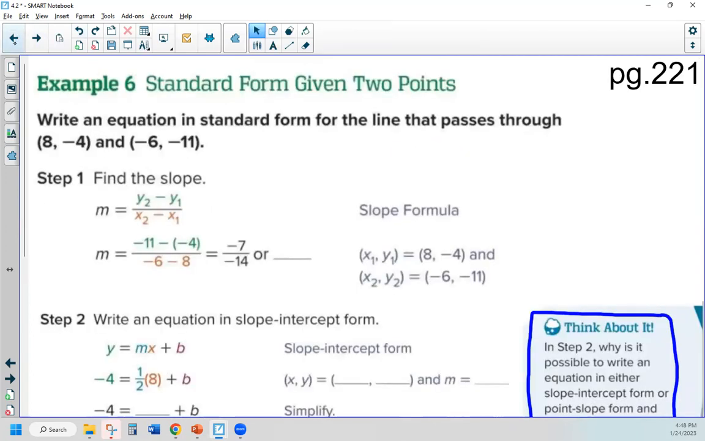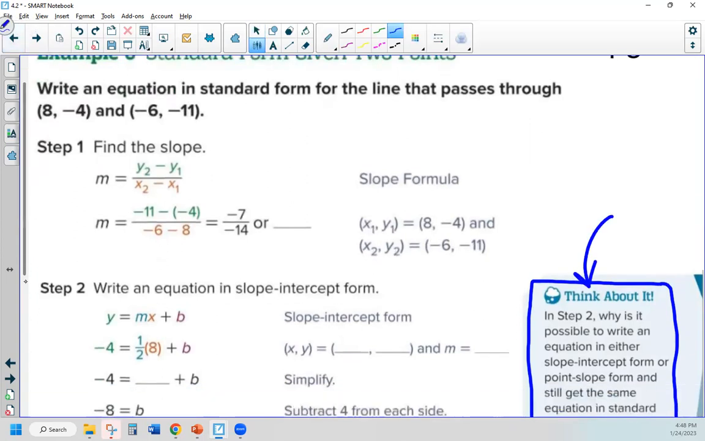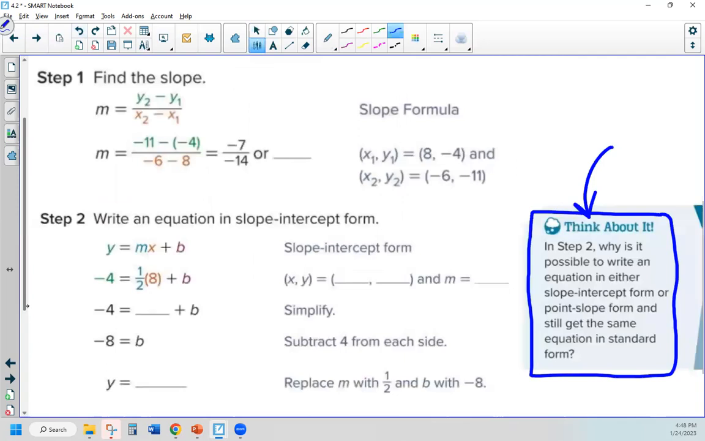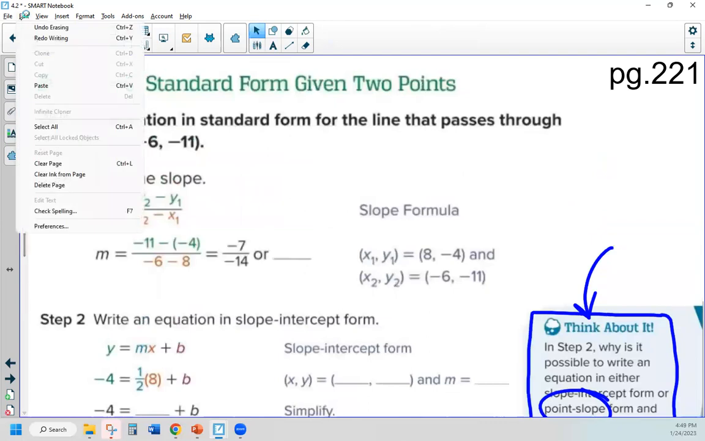If you look at your book on page 221, it tells you that you can do both of those routes. The book will tell you to do it in slope-intercept form, but they are saying, hey, you can also do it in point slope form. And I know they put it as a question, but the answer is yes. You could put it as point slope form.